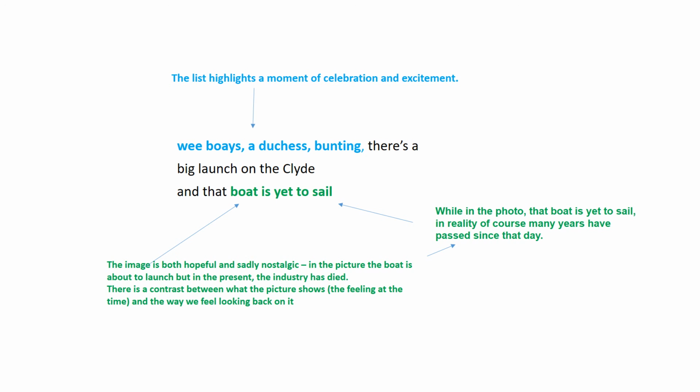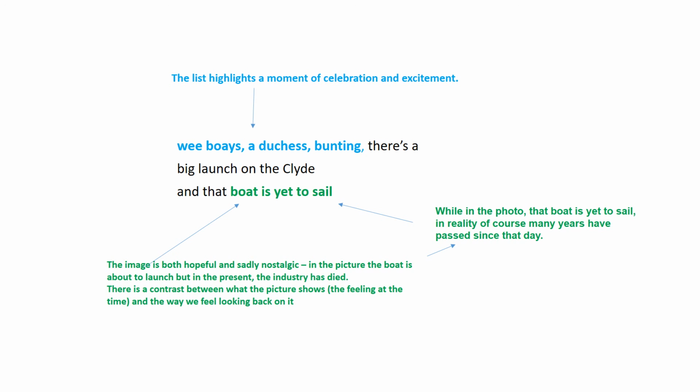Our final stanza starts with a list: wee boys, a duchess and bunting. It celebrates a moment of excitement, but there's obviously something going on down at the water. Think about the use of the wee boys as well. I haven't written this down, but it's very clear use of dialect, giving us a sense of place again. We bring back the idea of the Clyde as well, how important that is to Glaswegians, and the boat is yet to sail, so quite a tricky image to think about at the end, but it really sums up the poem nicely. It's both hopeful and quite sadly nostalgic, and in the picture the boat was about to launch, but in the present the industry has died.